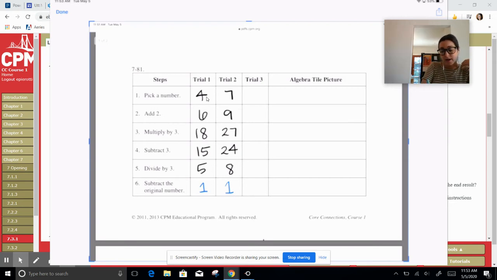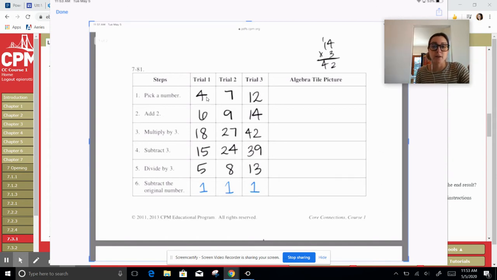Okay, so I'm going to try 12. Okay, and add 2. Multiply by 3. Oh my gosh, I have to do this on the side. So 12, so that would be 42. Subtract 3, that would be 39. Divide by 3 would be 13. And then subtract my original number, 12. 13 minus 12 is 1. Okay, so no matter what, we're getting an answer of 1. You can try your own numbers if you like as well.